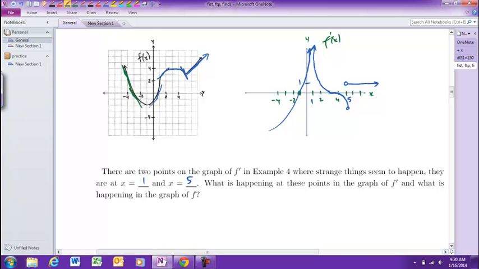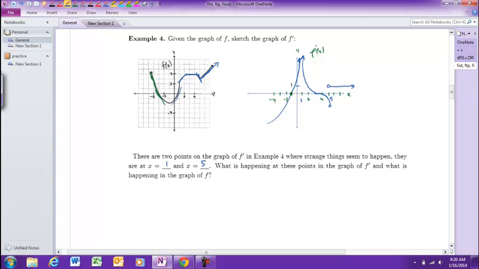So at x equals 1, let's shrink this down a little bit. So at x equals 1, we actually have this spot where the tangent line goes horizontal. Sorry, the tangent line does not go horizontal. The tangent line goes vertical. I'm talking about this spot right there. The tangent line actually goes vertical. And vertical slope is undefined.